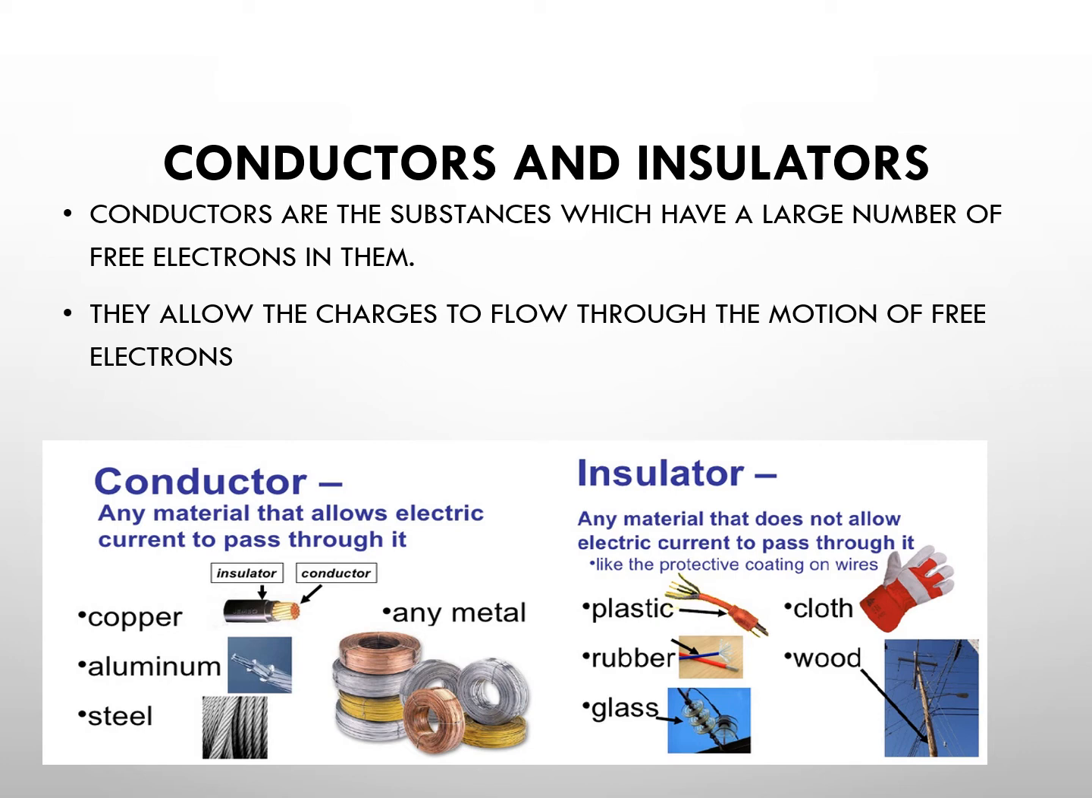Insulators. So, what are insulators? Any material that does not allow electric current to pass through it. For example, plastic, rubber, glass, cloth, wood, etc. Insulators do not have free electrons in them, and they do not allow the charges to flow through them.